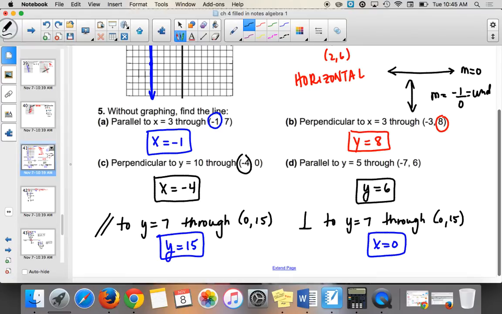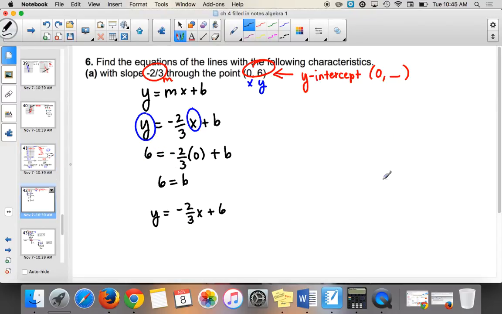All right, so that's why these ones are just quick ones. We don't worry about what the slope is. We just say, oh, it's an x equals, now it's a y equals. Oh, it's an x equals, and it's parallel, so it's also an x equals.